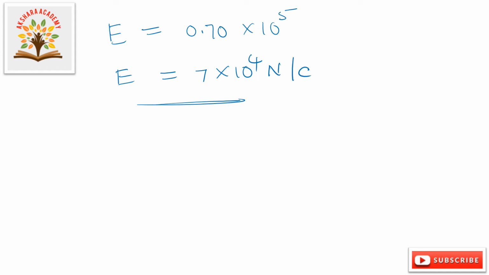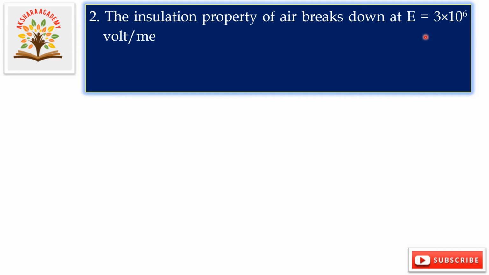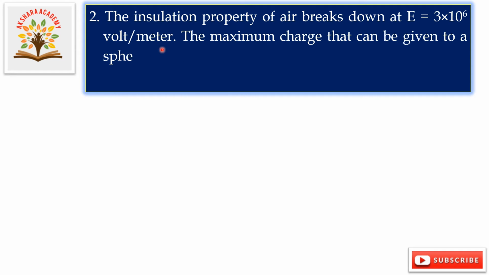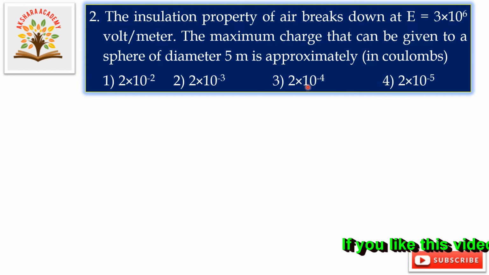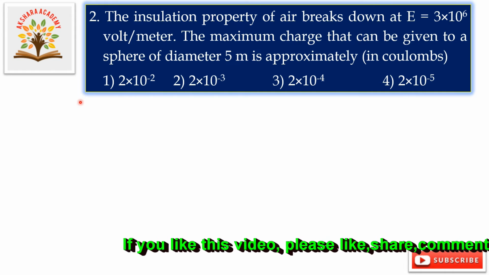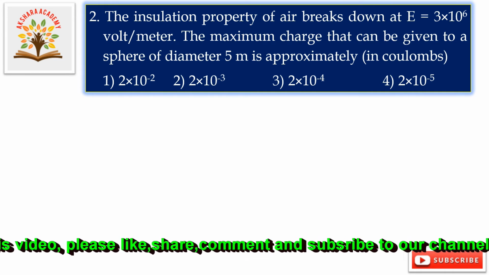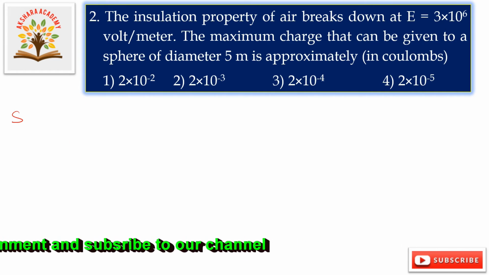Okay. Next we will go to the next question. In this question, the insulation property of air breaks down at E is equals to 3 into 10 to the power of 6 volt per meter. The maximum charge that can be given to a sphere of diameter 5 meter is approximately in coulombs. We have to calculate the maximum charge. Now let us go to the solution.